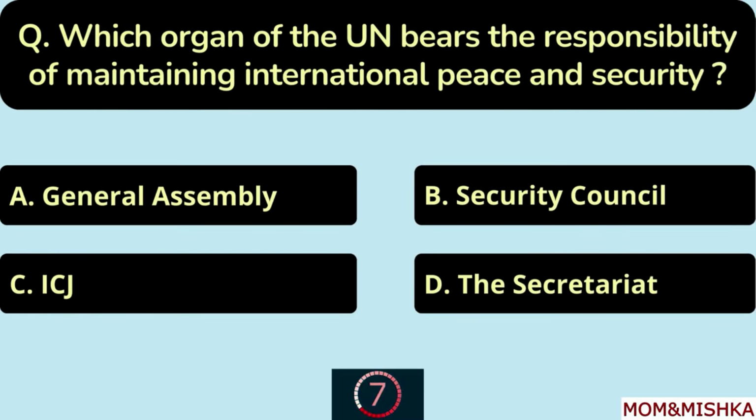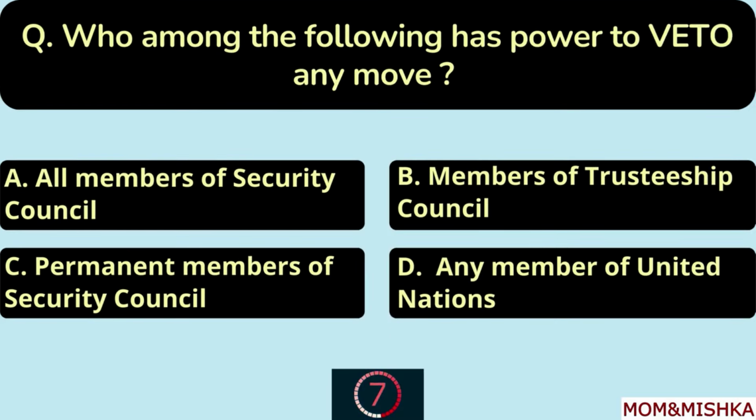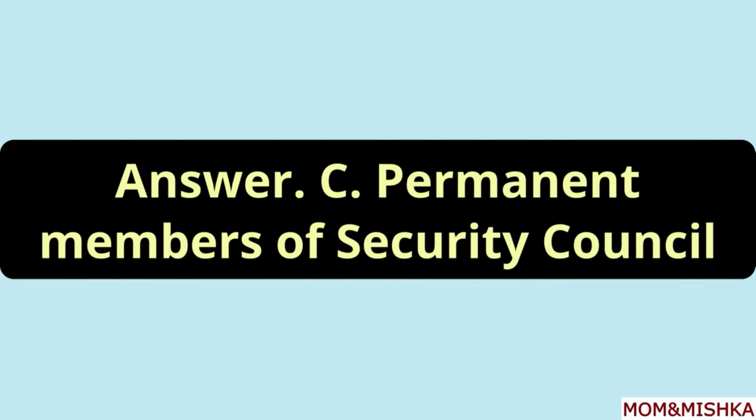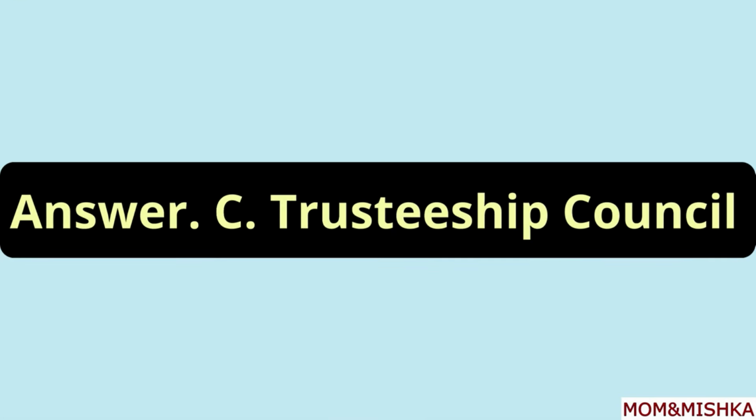Which organ of the UN bears the responsibility of maintaining international peace and security? Option B, Security Council. Who among the following has the power to veto any move? The permanent members of the Security Council, option C. Which organ of the UN aims at helping countries under foreign rule to attain independence? Trusteeship Council, option C.